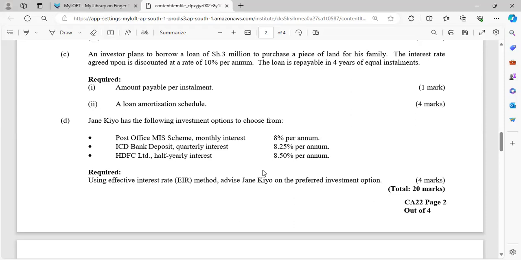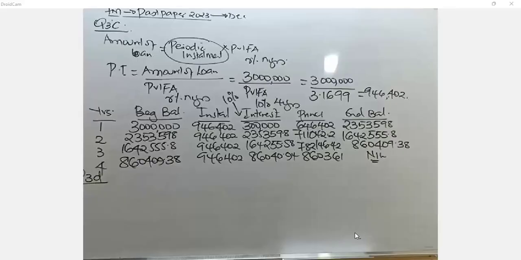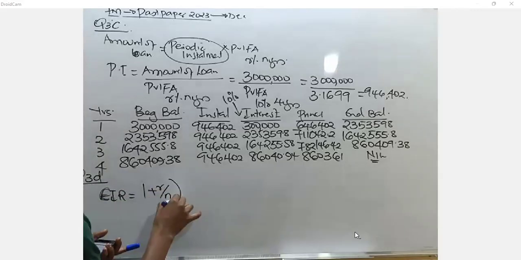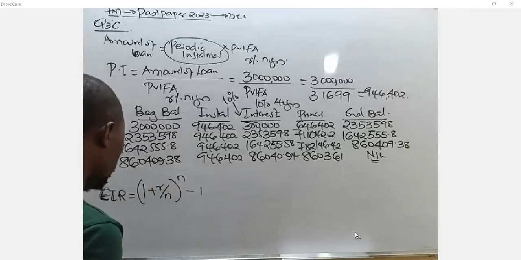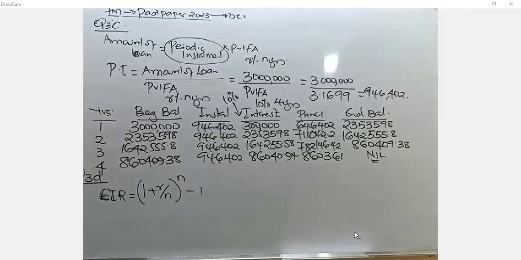So when you are looking at the formula for computation of effective interest rates, and this question comes in your exam, this is what you are supposed to do. When calculating the effective interest rate, the formula is (1 + rate/n) raised to the power n, minus 1. Let us start with the options available. Option 1 is investing in the post office MIS scheme.